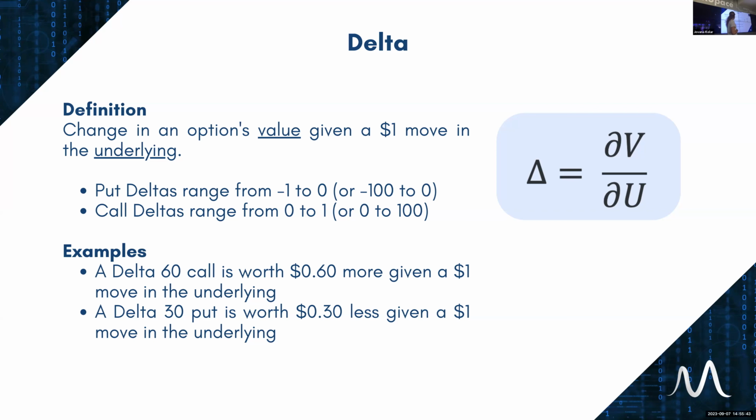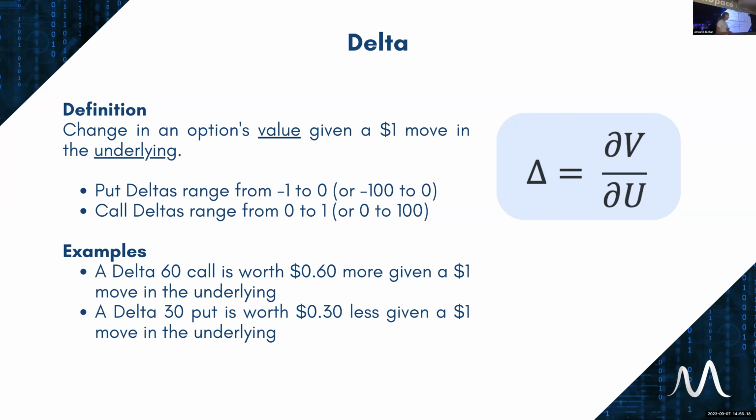On the other hand, a delta 30 put would be worth 30 cents less given a $1 move up in the underlying. So here, the delta of this put is actually negative 0.3. But we just assume that there's no confusion when you say a put, the delta is inherently negative, and you just say delta 30. Puts have payoff when the underlying moves down. So if the underlying moves up, you would pay less for the option. That's why the delta is negative.